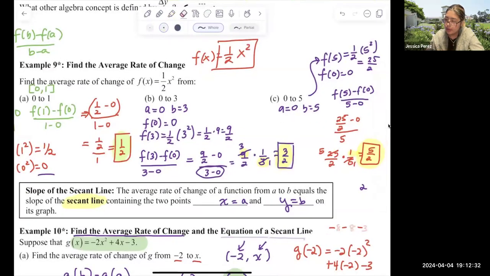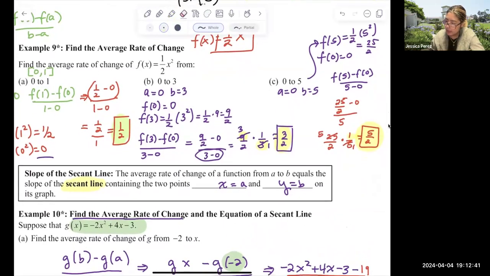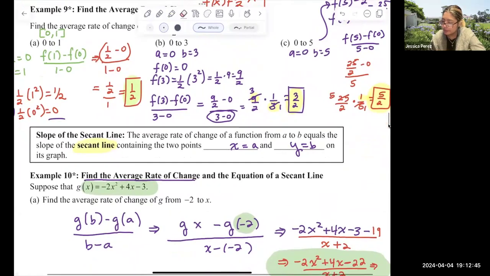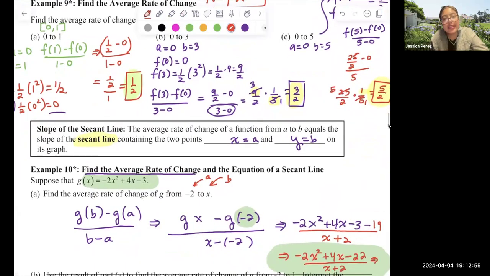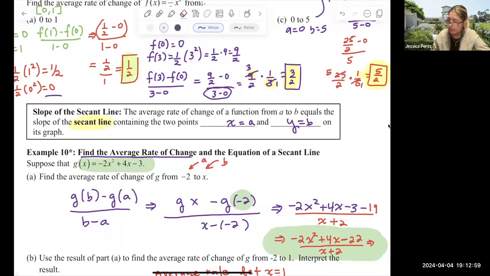So let's get rid of that. So the first thing that you need to do is apply that formula. And it's saying from -2 to x. So this -2 is A and this is B. So we first need to find the average rate of change, and it's going to look complicated.